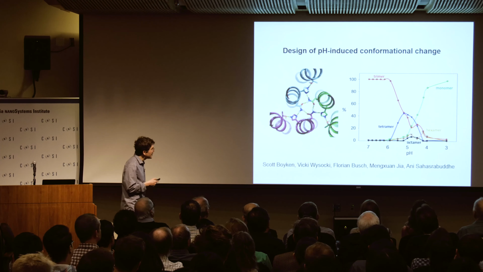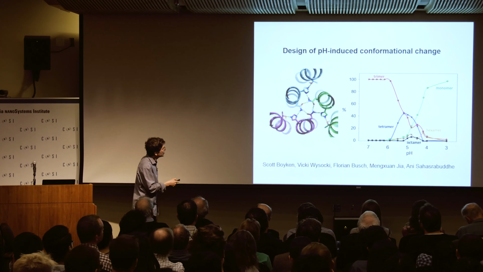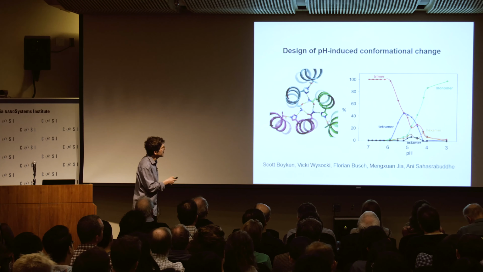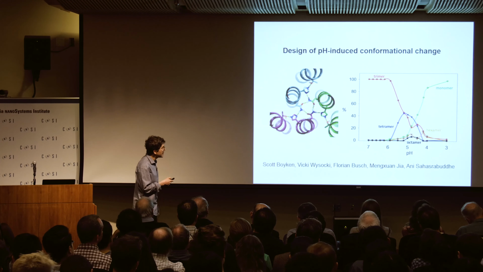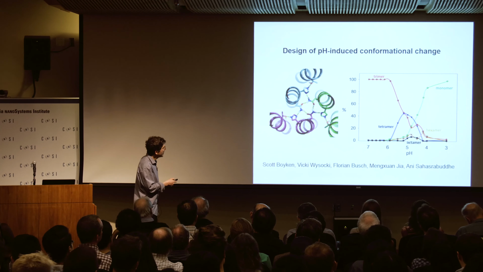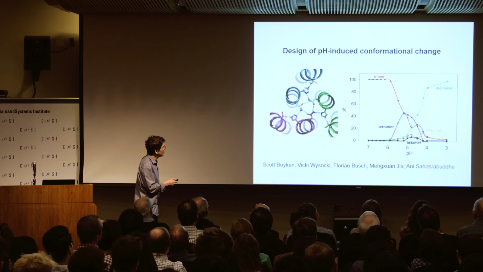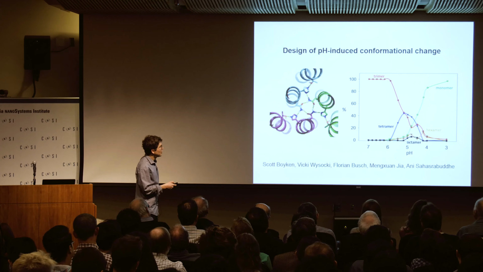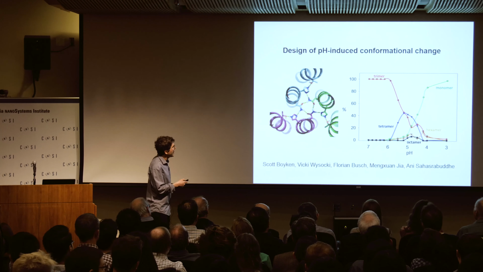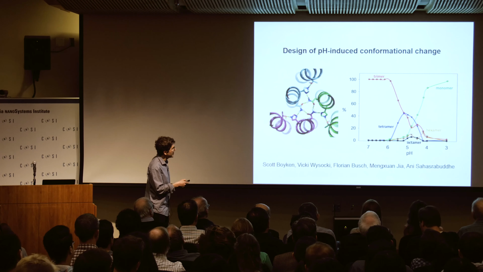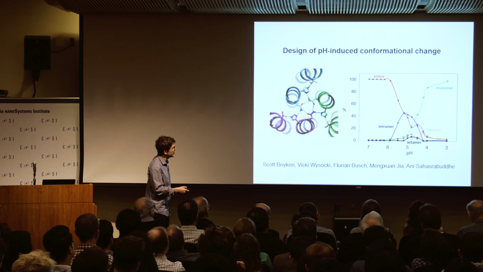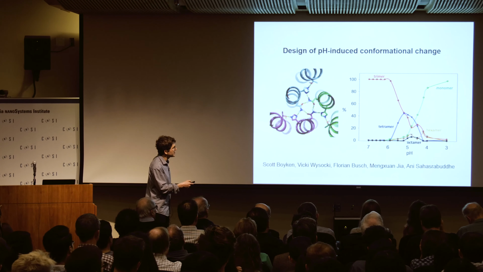So Scott Boykin designed this trimer that's held together by an extensive hydrogen bond network that's made out of histidine residues, which of course get protonated below pH 6.5. And once they get protonated, there's electrostatic repulsion, and so this whole network gets disrupted. He sent this design to Vicky's lab, and it's a perfect trimer down to pH 6. Below pH 6, these histidines start getting protonated, and very rapidly the trimer starts disappearing. And then at low pH, one only finds the monomer.